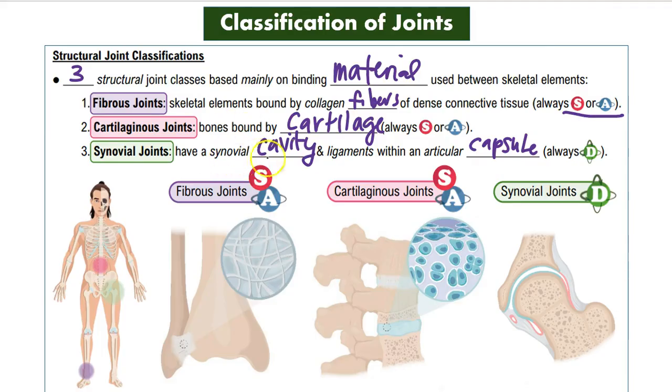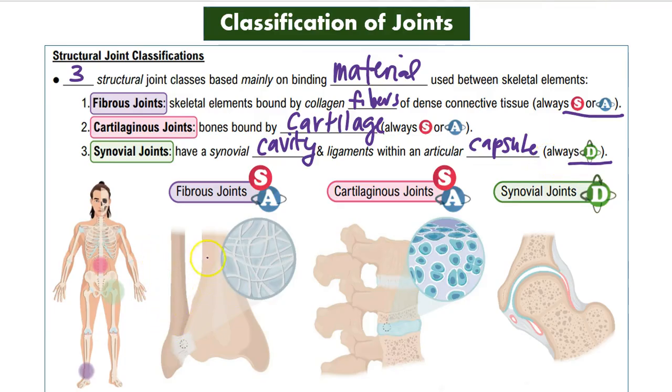And because of this synovial cavity or space in between the bones of a synovial joint, they can vary in movement. And that's how we get a lot of different movements, and why a lot of the focus of the overall lecture is going to be movements of synovial joints. You know, synovial joints are always going to be diarthrosis. So we even see some images here.